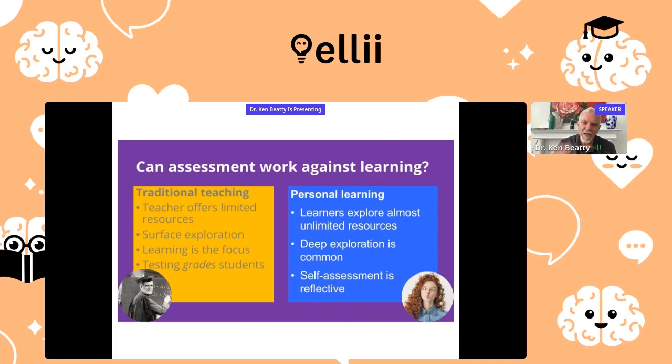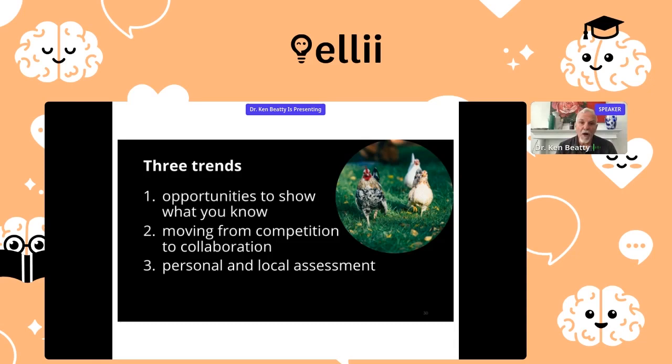What I'm suggesting to you today is, what can you do to move more towards the personal learning paradigm, in which students are going to take more charge of their own learning and give you opportunities to do that? So I'd say amidst this are three trends. The first one, opportunities to show what you know, asking students, show me what you know. Moving from competition to collaboration, and personal and local assessment. Personal assessment means things that are personally interesting to you, and local meaning things which have to do with what's around you, your city, your country, your neighborhood. It's got to be in there somehow.